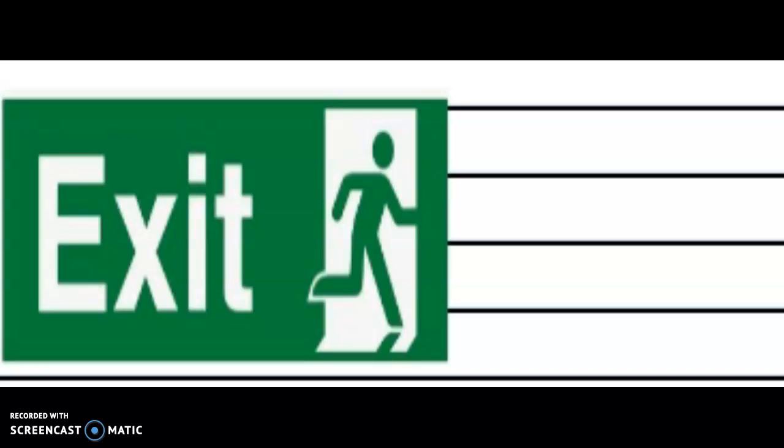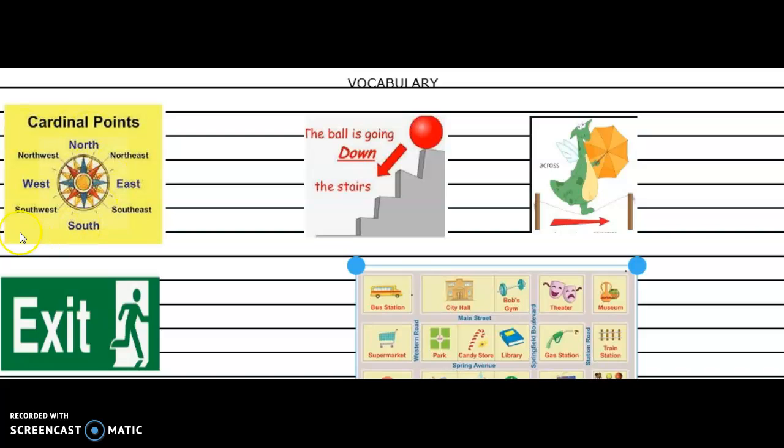And exit. Okay, I need that you please copy this vocabulary in your notebook with the picture. Cardinal points. Down, across, and exit. And this is the map, okay?